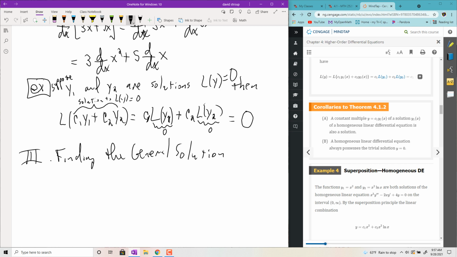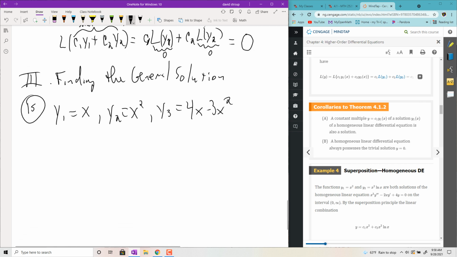Okay, so finding the general solution, and we'll look at number 15. Let's say somebody has been working on this differential equation and found that y1 equals 1 is a solution, y2 equals x squared is a solution, and then y3 equals 4x minus 3x squared is a solution. Okay. I want to get rid of the riffraff, get rid of the stuff that doesn't really need to be there, so I have a compact form for my general solution.